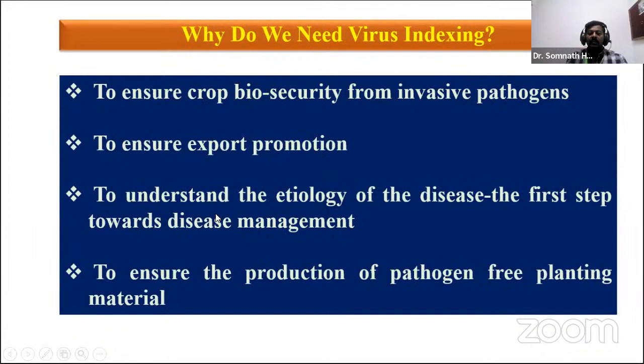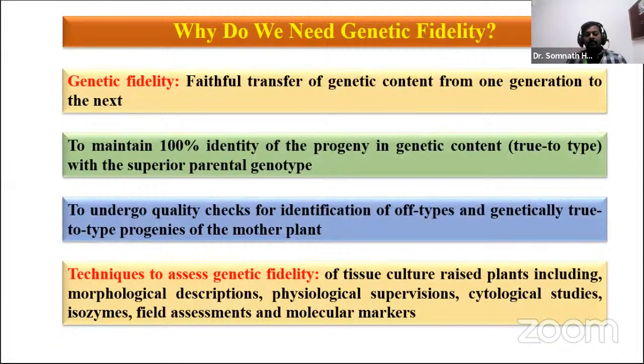Similarly, understanding the etiology of the disease is the first step towards disease management. Once our seed is free from any viruses or pathogens, we will have the least damage or loss due to diseases, especially viral diseases, and ensure the production of pathogen-free planting material. So these are the advantages of virus indexing. Similarly, genetic fidelity is important to have true-to-type varieties or plants. We need to maintain 100% identity of the progeny in the genetic content.